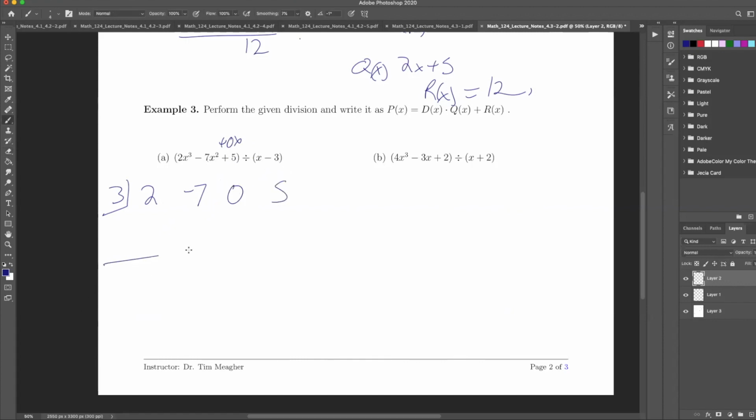Okay. And so once again, you're just going to take this number, drop it down. You get a 2. We'll multiply 2 by this number here. 3 gives me 6. Negative 7 plus 6 is negative 1. Negative 1 times 3 is minus 3. 0 plus negative 3 is minus 3.